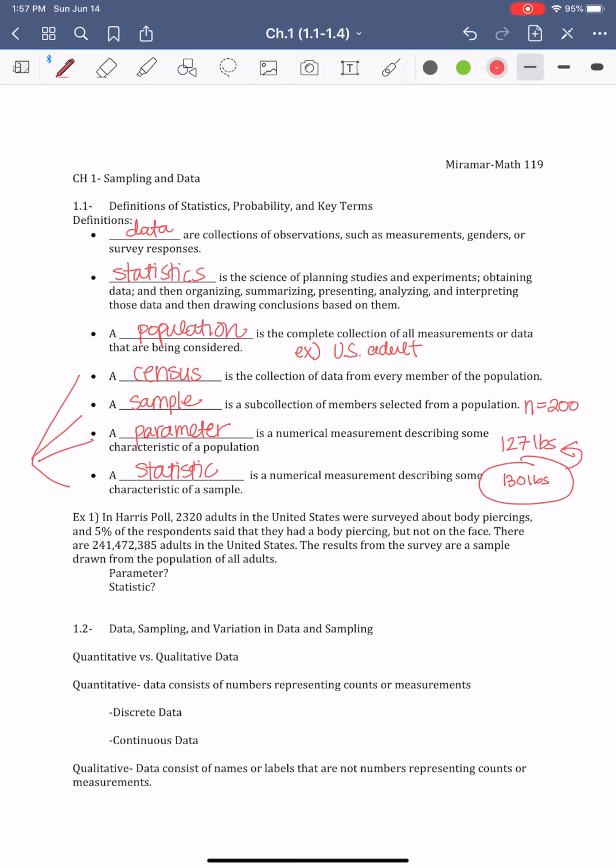So we have a couple numbers. So I'm going to highlight them. There's the first number, 2,320. There's also 5%, and then 241,472,385. So I'm going to give you a minute to see if you can identify the parameter value and statistic value.